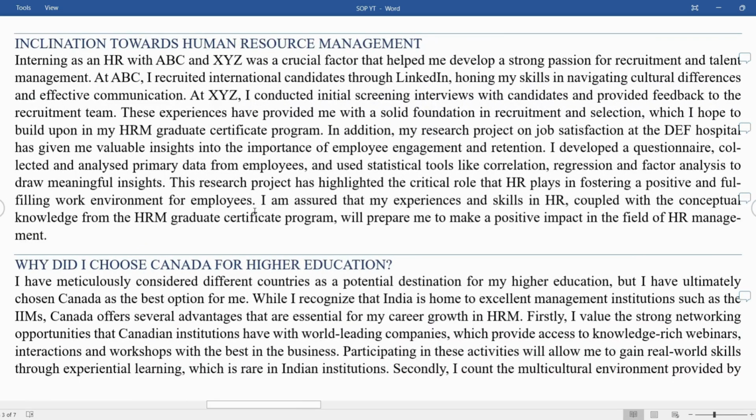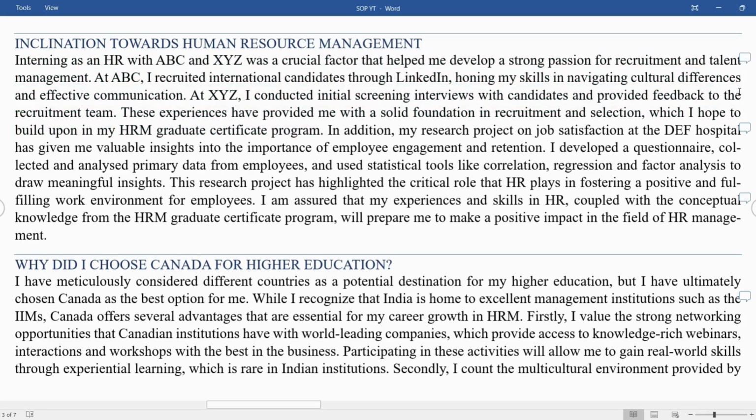After this, I wrote inclination towards human resource management. So why did I choose HR? In business, there are various other paths, like in any other field. Like we have marketing, SEO, and finance. So why did I choose HR? I wanted to make that point clear as well.